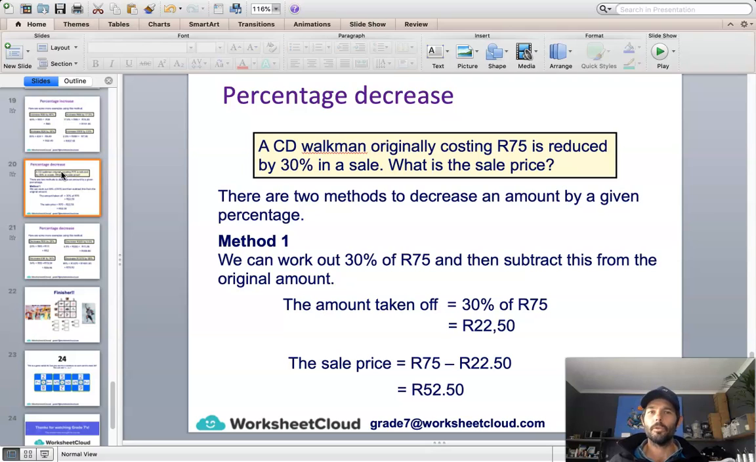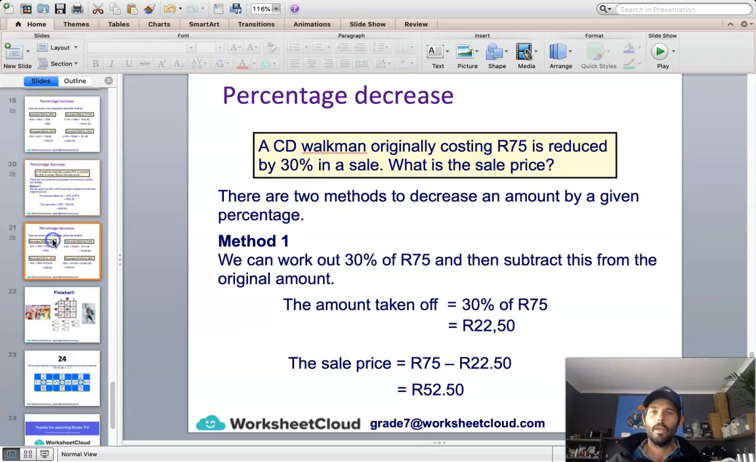But yeah, if you wanted to reduce 75 Rand by 30%, again, I would work out 10% is 7 Rand 50, 20% is 15 Rand, so 30% is 22 Rand 50. And then I need to subtract that off the original price, and that gives me 52 Rand 50.